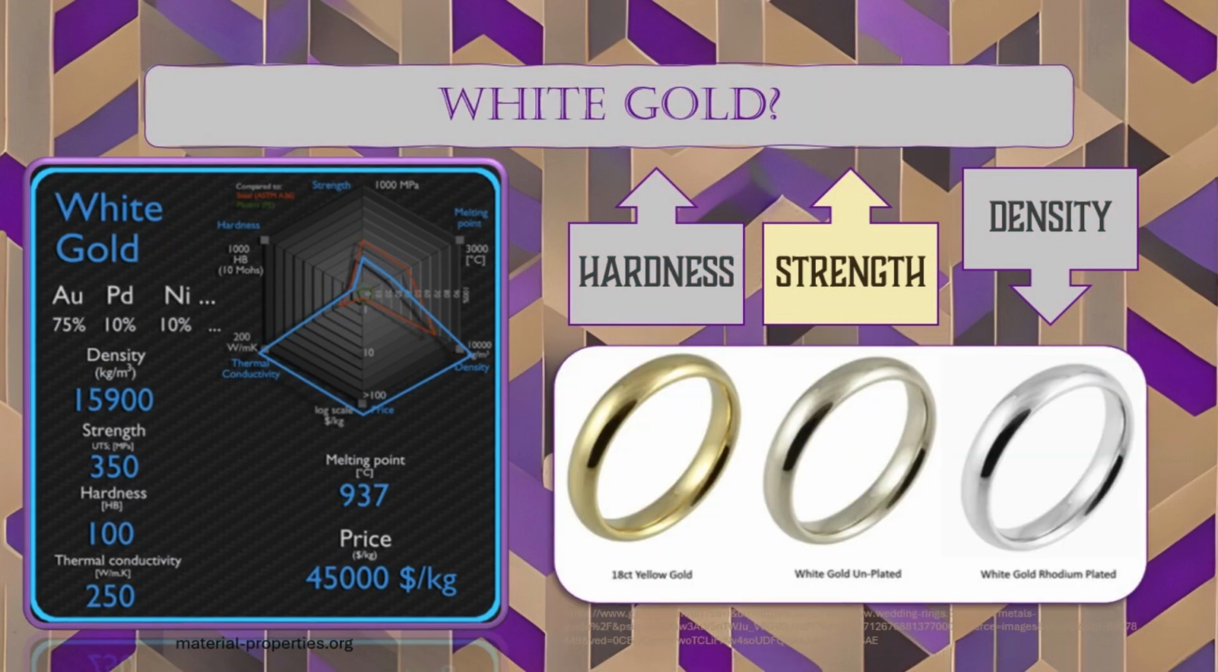The next common alloy is white gold. The material properties on the left are shown for white gold at 18 karat with additions of palladium, nickel, and zinc. This alloy shows an increase in hardness and strength as well as a decrease in density.